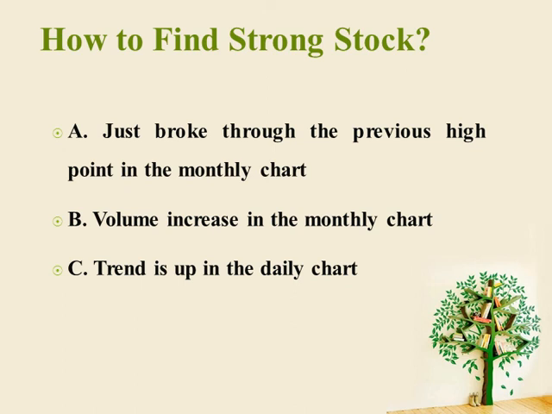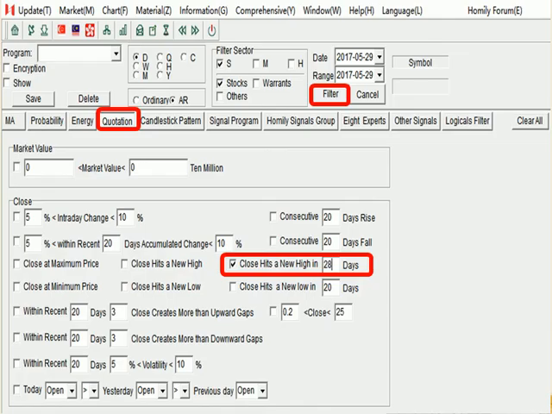How to find strong stocks? Just broke out the previous high point in the monthly chart. Volume increases in the monthly chart and trend is up in the daily chart. So how to filter for the long-term one? You can click quotations. Close hits a new high in 28 days, then just click filter. This filter method is for long-term banker operation, okay?